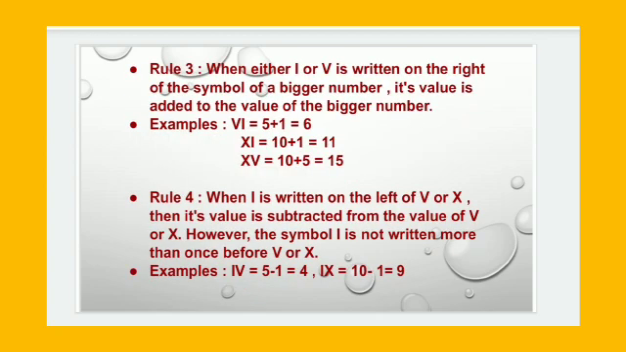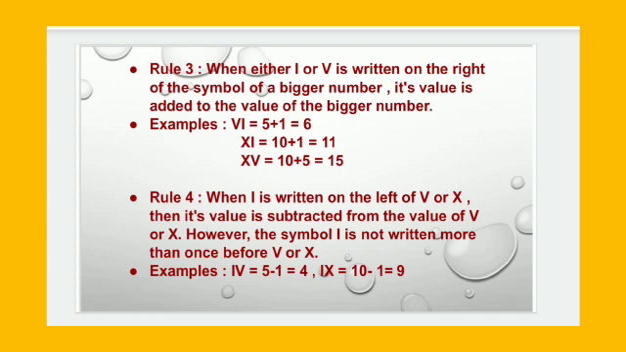Okay. Next, rule number 3. When either I or V is written on the right of the symbol of a bigger number, its value is added to the value of the bigger number. Now, what is meant by that? We can see by observing the examples.